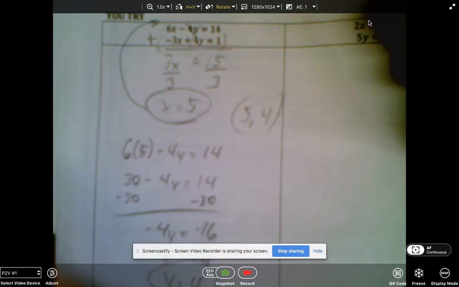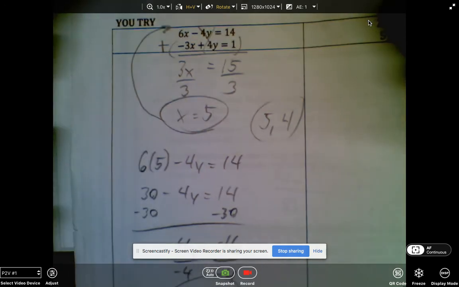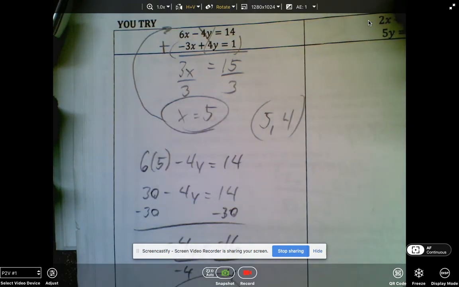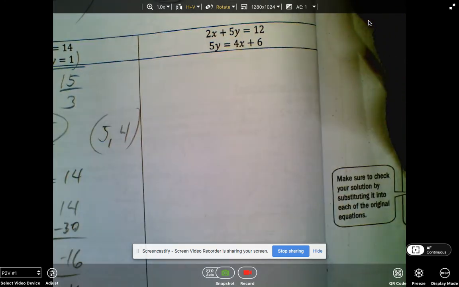All right, I'm going to spin the wheel on the handy dandy spinner and see who will be lucky enough to show me the second example where you have to rearrange.